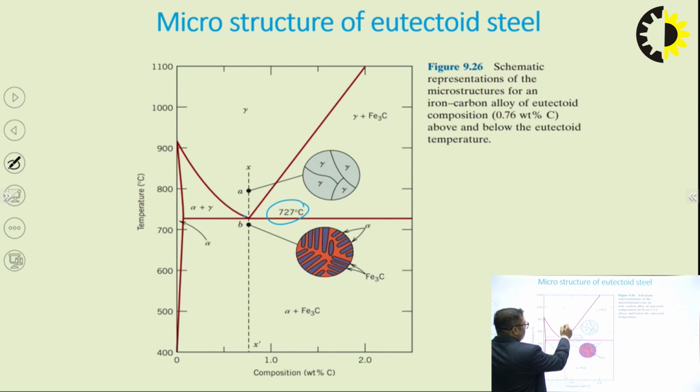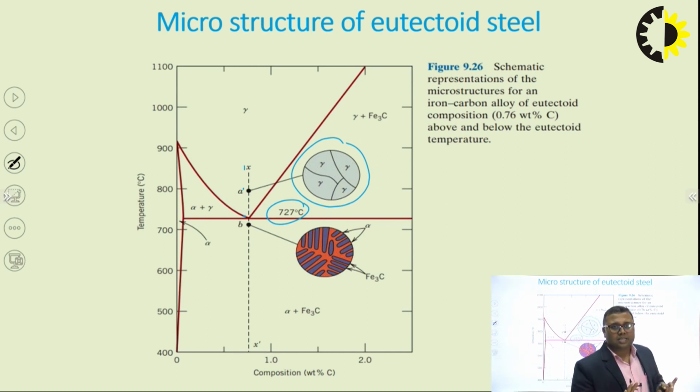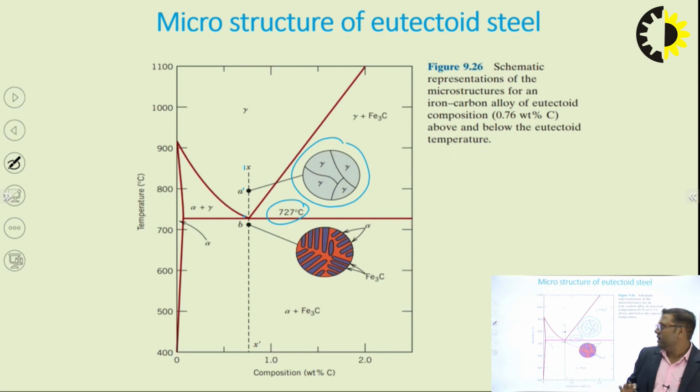So we draw one vertical line here, and we draw the x-axis, x dash, and one point is the A point, the second point is the B point. This A point comes under the region of this, and this B point comes under the region of this and x dash. So this A point shows the microstructure of A point, which shows the austenitic phase. Here, except austenite, nothing is there, and the austenitic phase is generally shown in this manner.